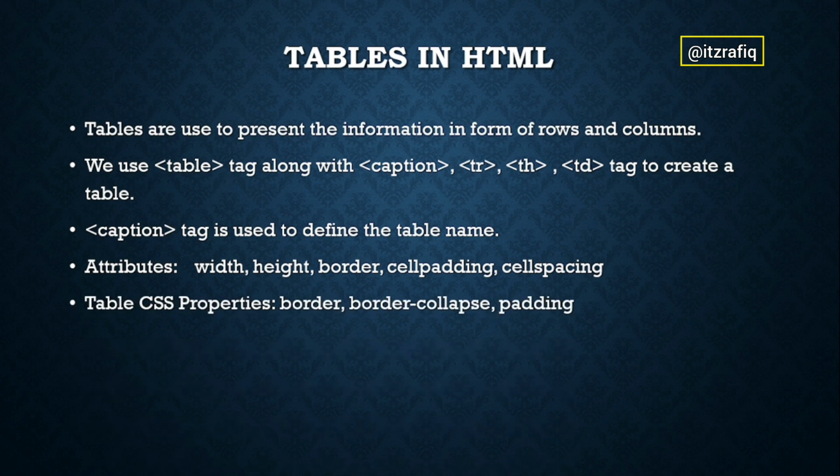Table CSS properties are: border, it will set the border of the table. Border-collapse, it will decide whether we want to keep empty spaces between the cells or not. Padding, the empty space between border and content. Now you'll see cellpadding and padding both are the same, and cellspacing and border-collapse both are the same. When we use CSS, instead of cellpadding we'll write padding, and instead of cellspacing we will use border-collapse. So these two you remember.